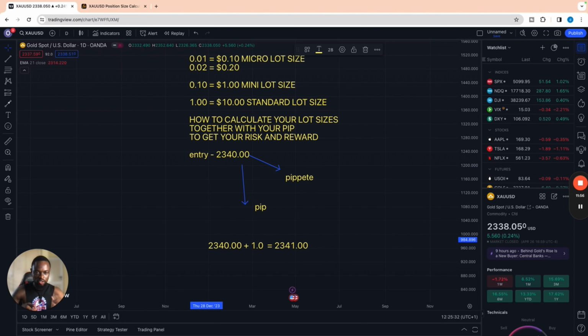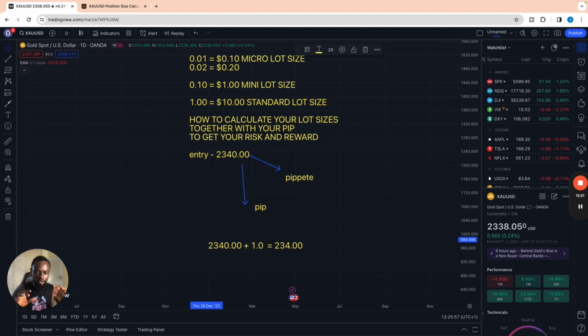One thing I need you to understand now: when you see this here, when it moves from one number and changes to another number, let's say 2340 changes to 2342, that is 10 pips. When it changes to 2343, that is 20 pips. When it changes to 2344, that is what? 30 pips. So that is your profit.